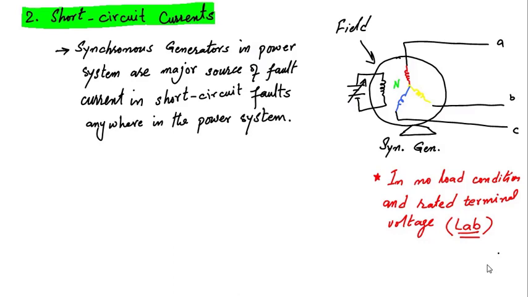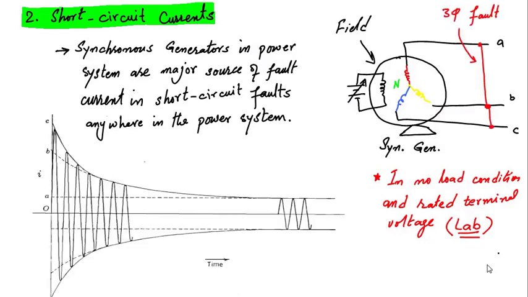A three-phase voltage fault will be generated on the terminal of the generator, and the waveform of current will be observed. Definitely due to that fault a heavy current will flow. That current has two components: first a DC component and an AC component.